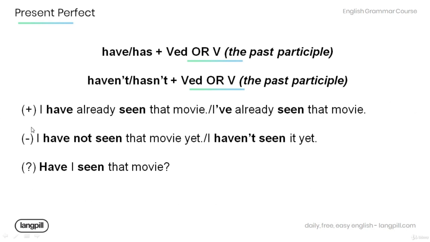Positive sentence. I have already seen that movie. I've already seen that movie. Negative. I have not seen that movie yet. I haven't seen it yet. Question form. Have I seen that movie?